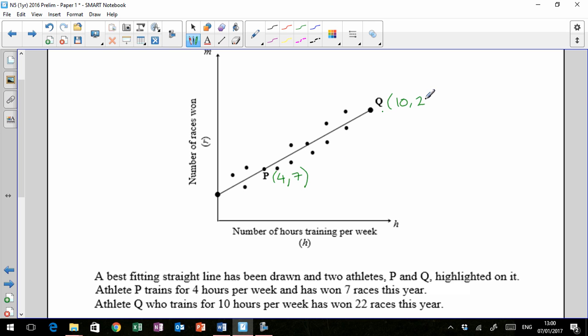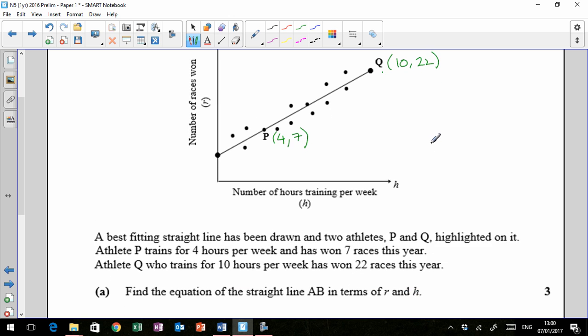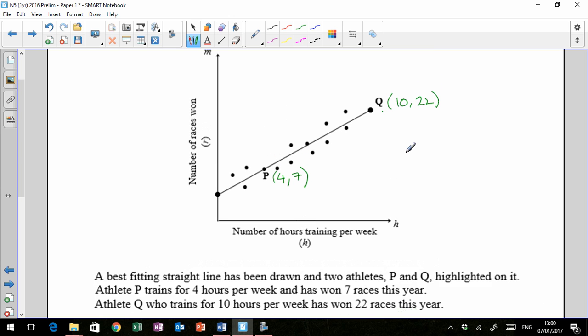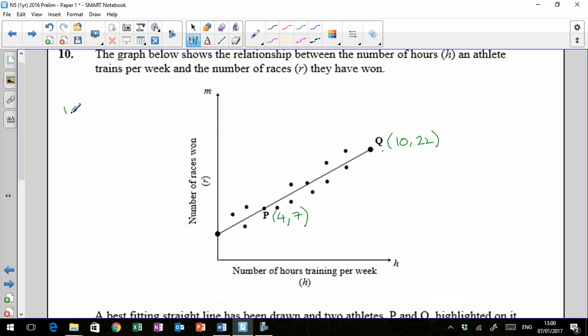Okay, so 10, 22. Now what we're being asked to find is the equation of the straight line AB in terms of R and H. Now the straight line, you get two options: y equals mx plus c, or y minus b is equal to m(x minus a). These are your two options.